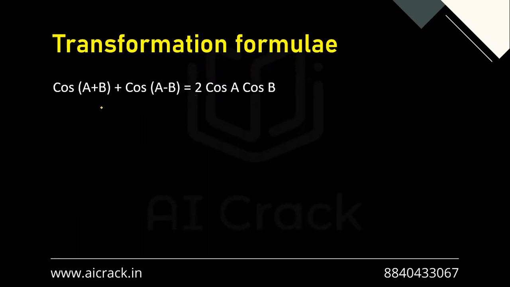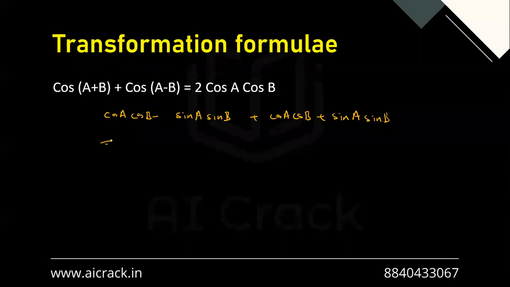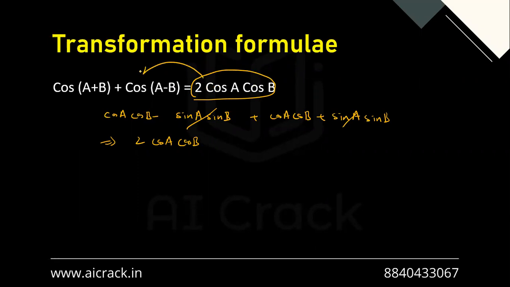Now let's look at this one, cos of a plus b plus cos of a minus b. Now we know that cos of a plus b is cos a cos b minus sine a sine b. And similarly cos of a minus b is cos a cos b plus sine a sine b. So on adding both of these, you'll get 2 cos a cos b. Just like the previous one, you'll get the 2 cos a cos b format and you'll have to convert it into this format.